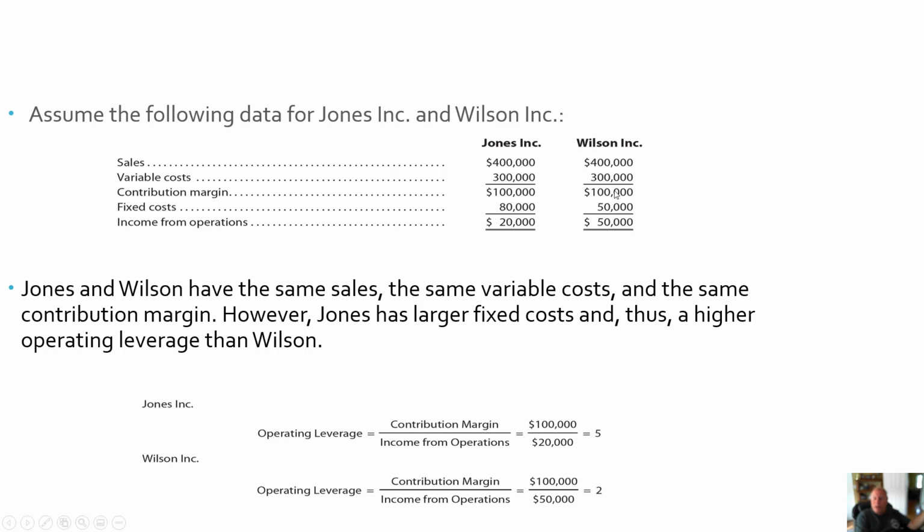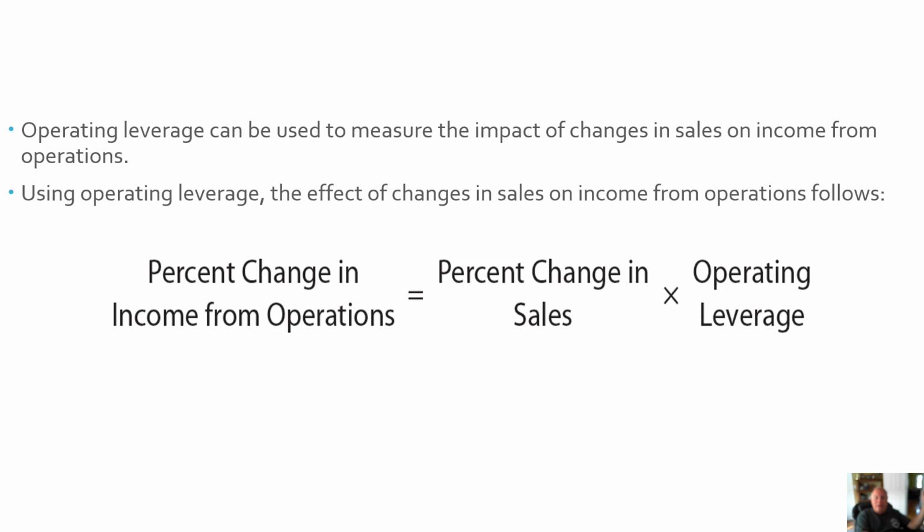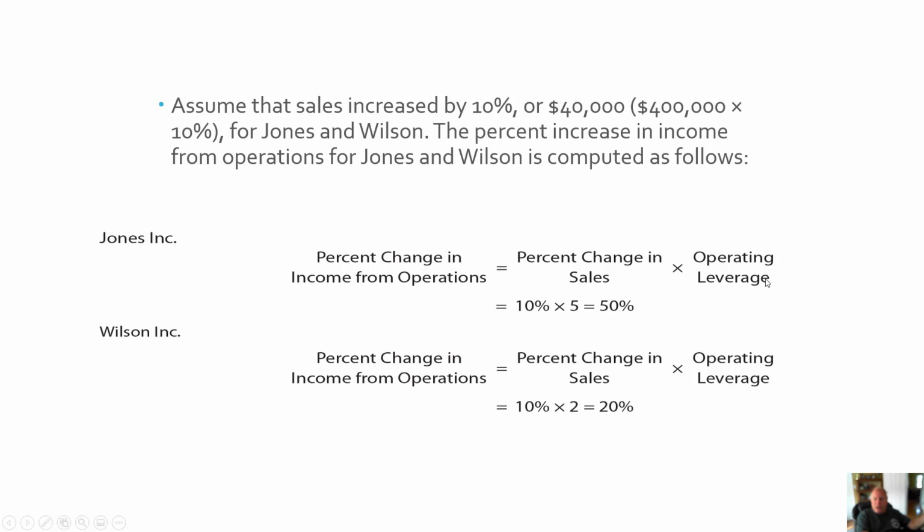Same thing with Wilson. And this is a matter of scale, and it's often used to measure the impact of changes in sales on income from operations. And using operating leverage, the effect of changes in sales on income can be seen as percentage change in income from operations, which is percentage change in sales times the operating leverage. So we can see at that time that we're going to see a leveraging effect.